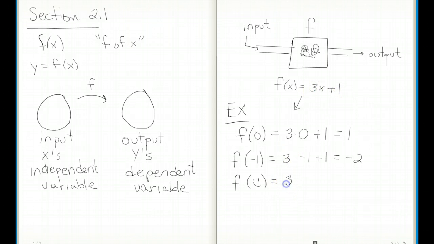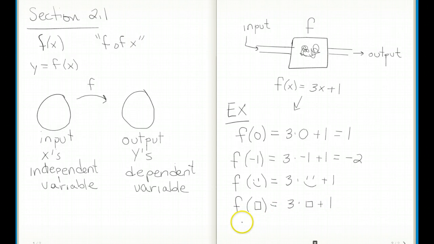So I do 3 times happy face plus 1. Of course this doesn't have any numerical meaning to us, but what I'm trying to show you is that whatever you plug in here, as long as it's allowed, as long as it's something coming from the domain, you can plug it in and then compute it. So if I plugged in happy face, it's 3 times happy face plus 1. If I wanted to plug in f of square, then it would be 3 times square plus 1.